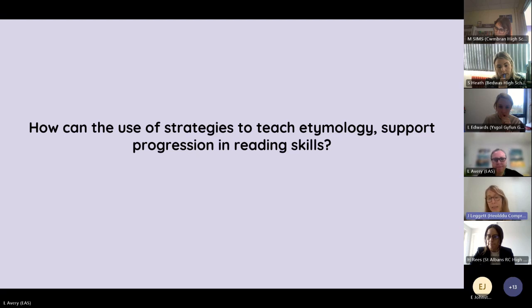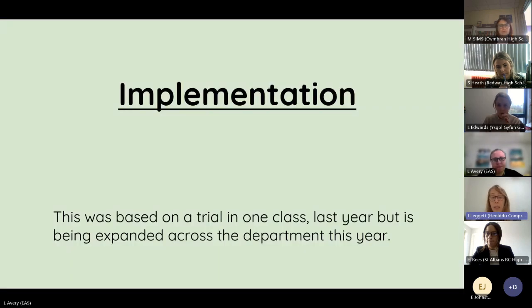So I initially did this as a very, very small test last year to see what happened. So the implementation last year was based on the trial in one year 8 class. But this year I'm expanding it across a large number of classes and trying to get other members of staff involved and upskilling them as well.